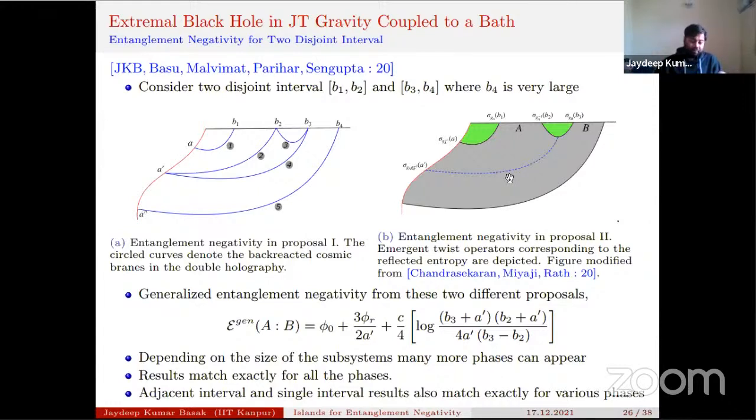And we can then go to the adjacent interval case as well as the single interval case. And there also we see the exact matching of results from both the sides.